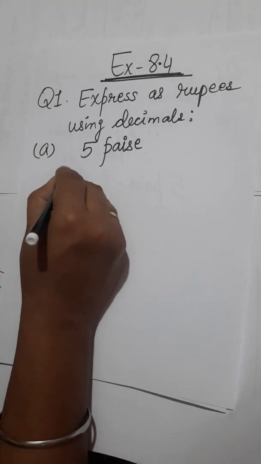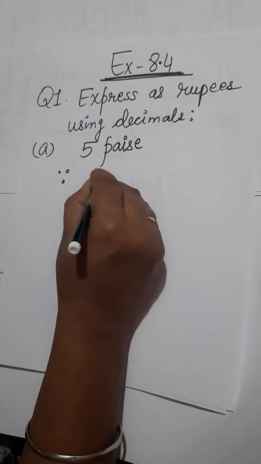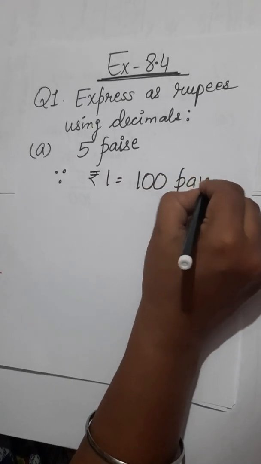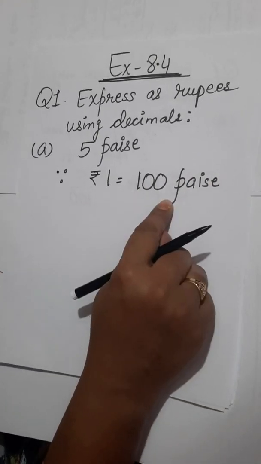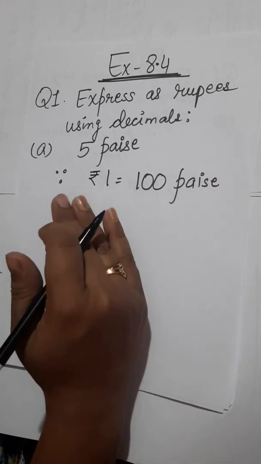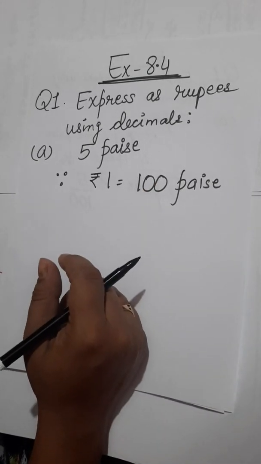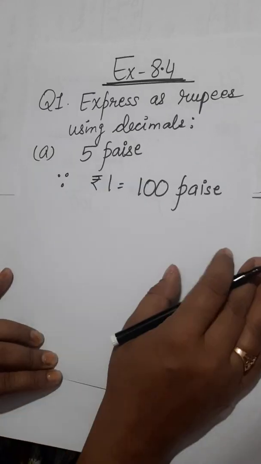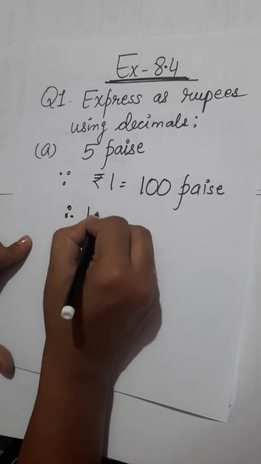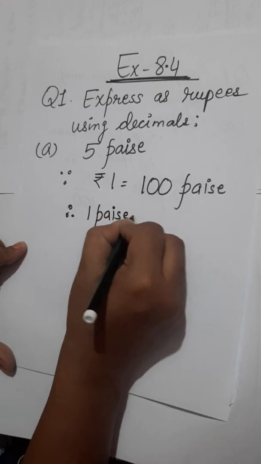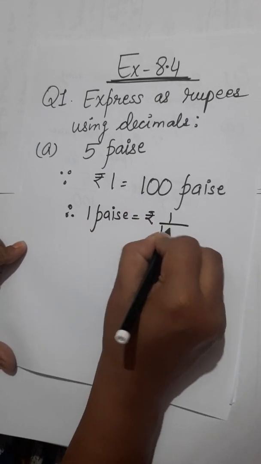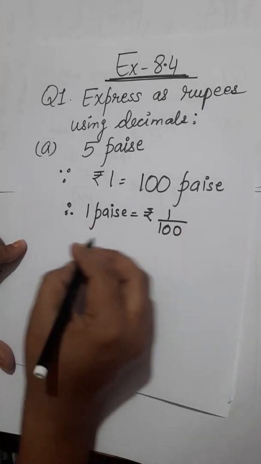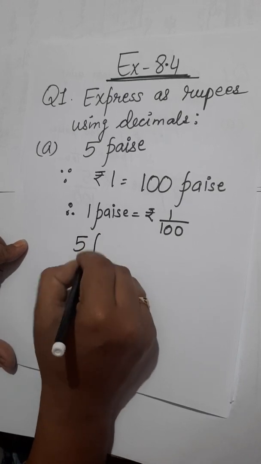Since we know that 1 rupee is equals to 100 paise. Whenever you have to convert rupees into paise, just multiply the given number by 100. But in this case, you have to convert paise into rupees. Therefore, in this case, you will write, therefore, 1 paise is equals to 1 upon 100. Whenever you have to express paise into rupees, just divide the given number by 100.